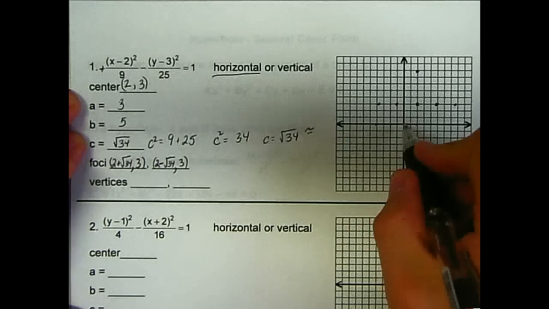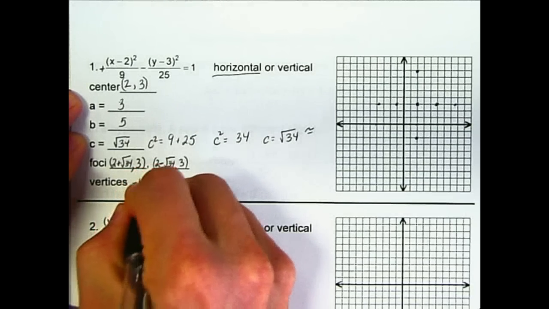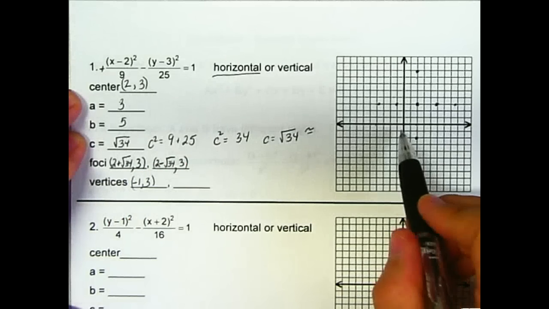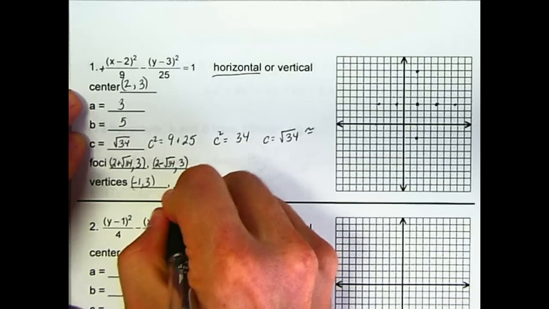Okay, and now we'll take a look at our vertices. So minus 1 and 3. And over here it looks like 1, 2, 3, 4, 5. So 5 and 3.